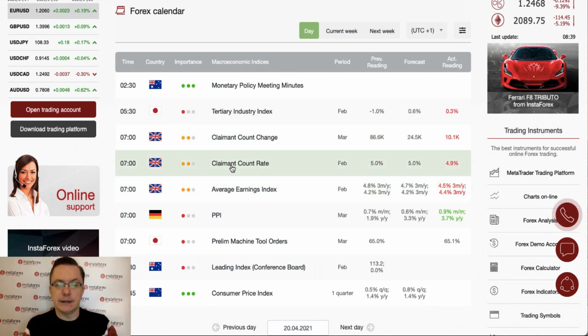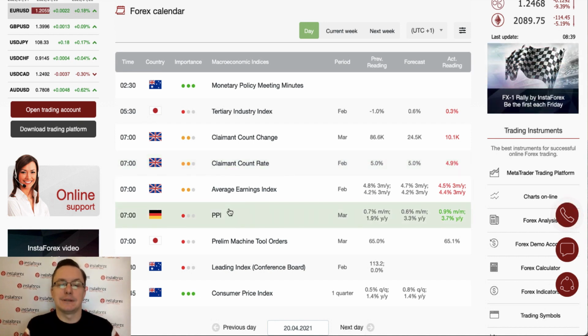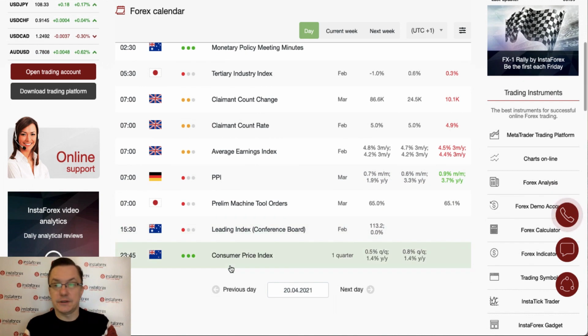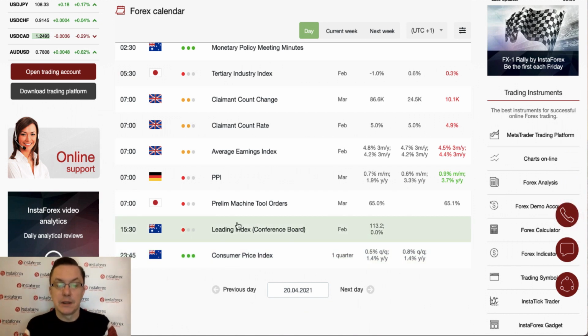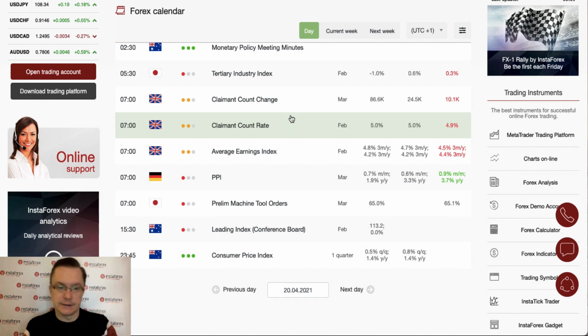Besides this data, we don't have any other important data during the London session, and during the New York session, as you can see, there is nothing here. But we got New Zealand data scheduled for release almost quarter to midnight. Consumer price index for the first quarter is expected to grow from 0.5% to 0.8%. So that means there are some inflationary pressures building up in New Zealand.